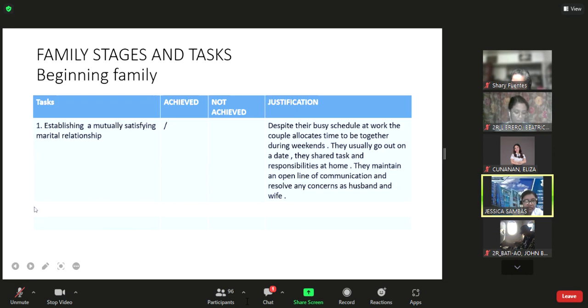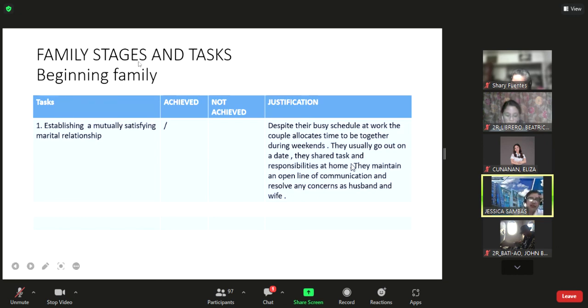Achieved. Second, what is next for beginning family? The same process will be done. You have to enumerate all of the tasks and then decide whether each is achieved or not achieved, and provide justification. Any question here? You have a list of this, right? The different developmental stages and the tasks of the family according to Evelyn Duvall.